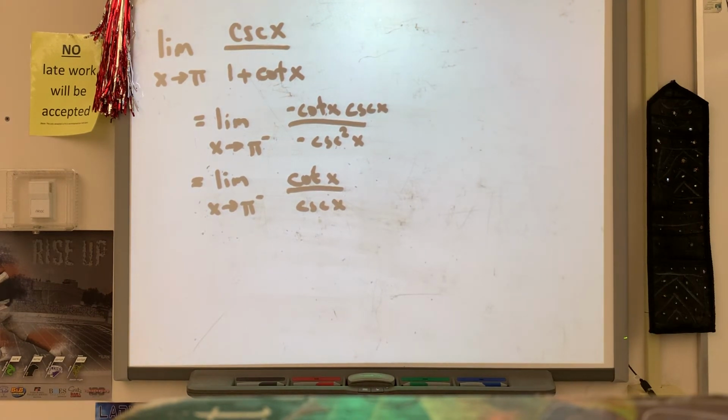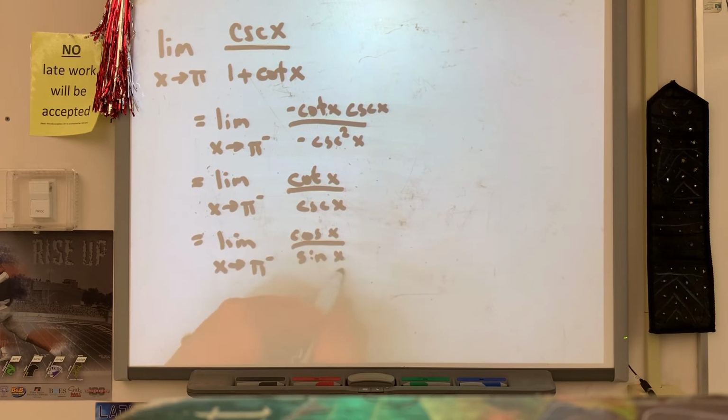Now, if you were to take this further and think about each of those two trigonometric expressions in terms of sine and cosine, I'll write this out: the limit as x approaches pi from the left, cotangent is a cosine divided by a sine, and cosecant is a 1 over sine, right? When I have a fraction divided by a fraction, invert and multiply, and look what happens with those sine x's. They cancel, right? So we end up learning that this is the same thing as just the limit as x approaches pi from the left of simply cosine x.